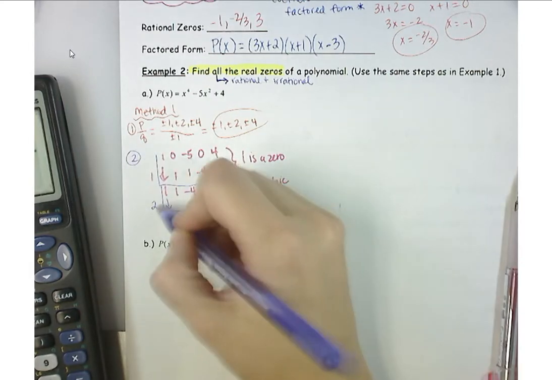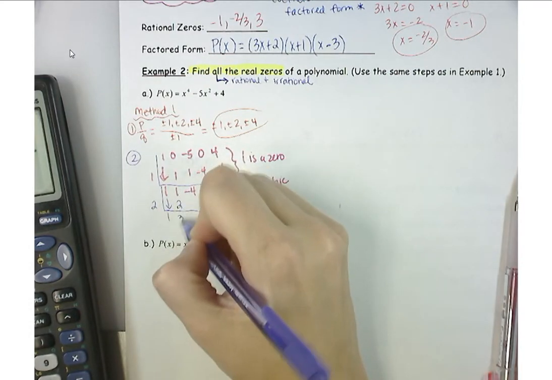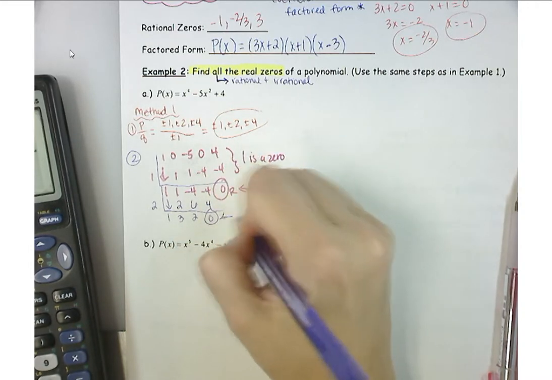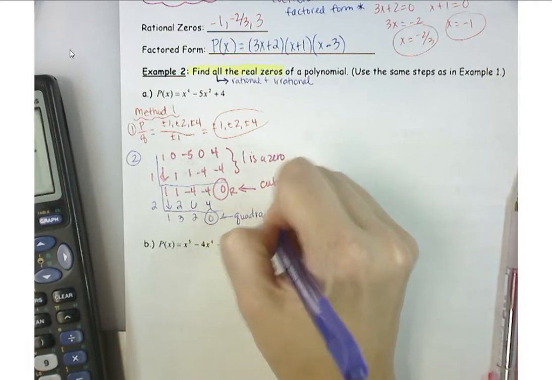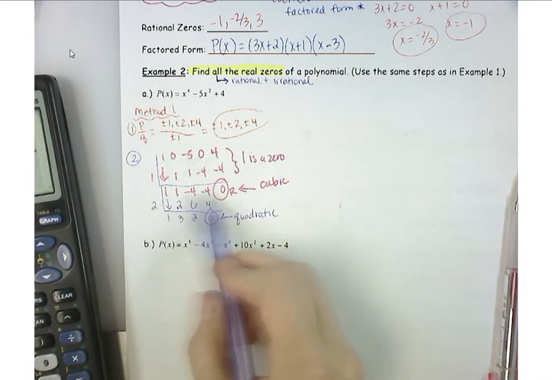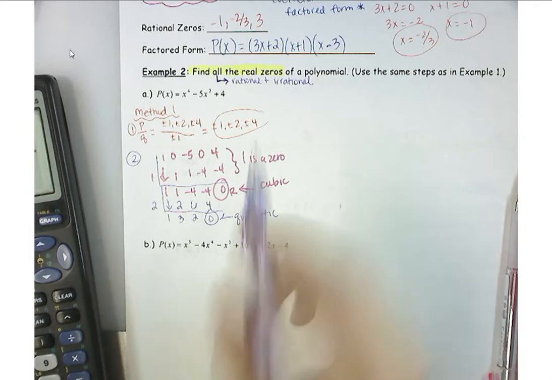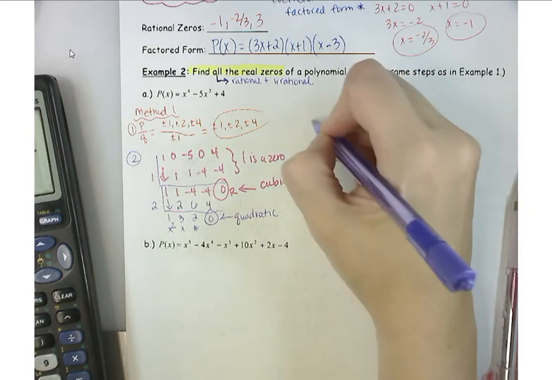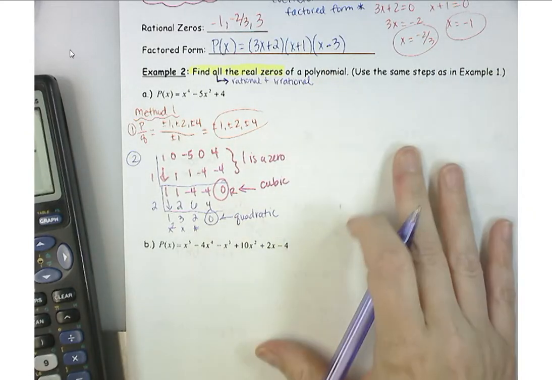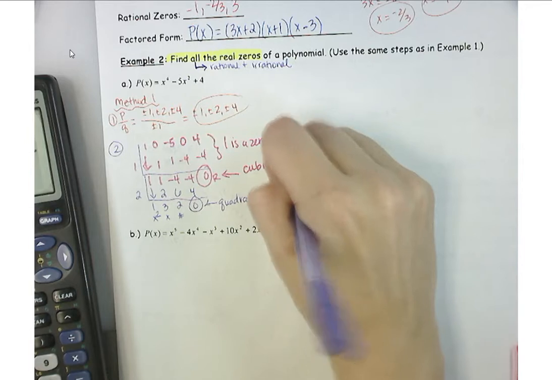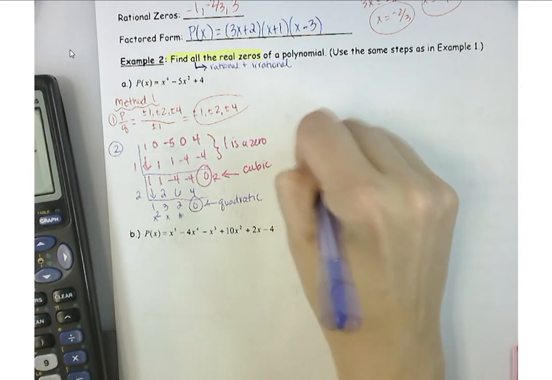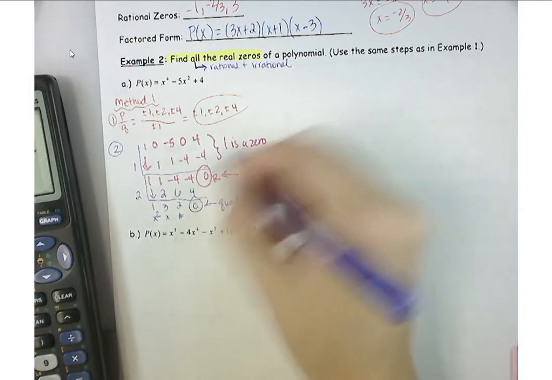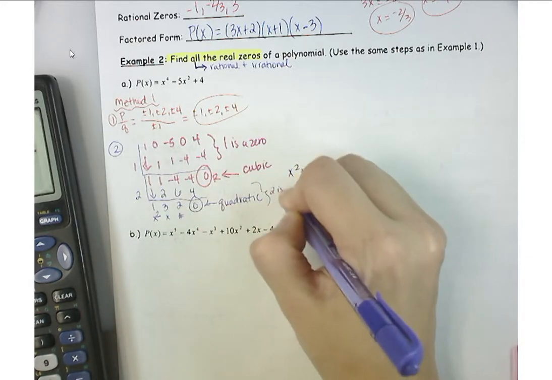So 1 times 2 is 2. This would be 3, 6, 2, 4, 0. Okay, so now we have a quadratic. Yep, so that's why we have to use this one. So now that we have the quadratic, now we can set this up. I have x squared plus 3x plus 2 equals 0. And this one we said 1 was a 0, so here 2 is a 0.